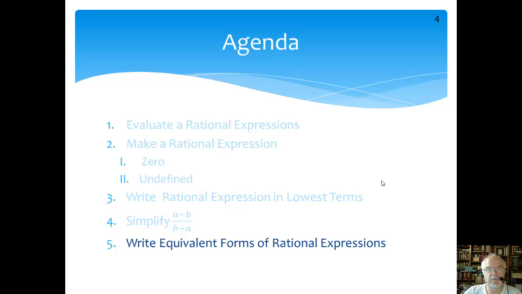Well, we're going to take low terms, not necessarily the lowest terms, and we're going to make them more complicated. This is going to be a necessary skill when we get to our next part, which will be about addition of rational expressions.